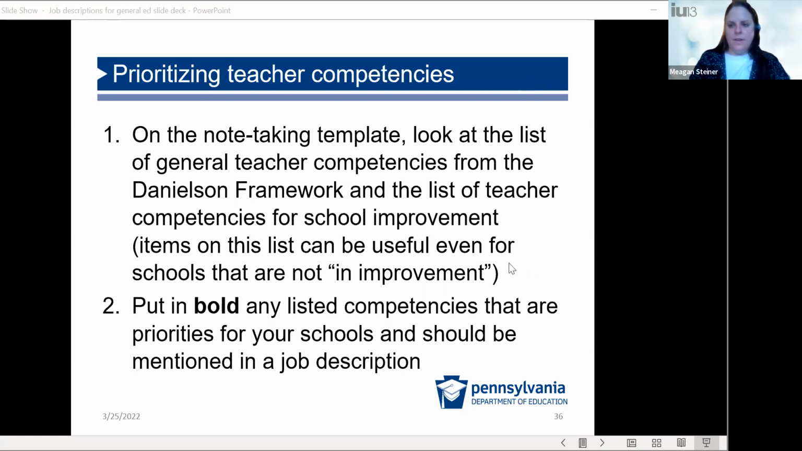All right, moving on. And if you didn't finish it at this point, obviously you can continue to look at that list as we move on.